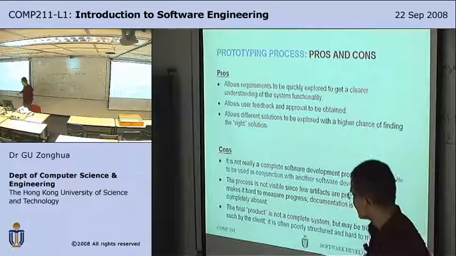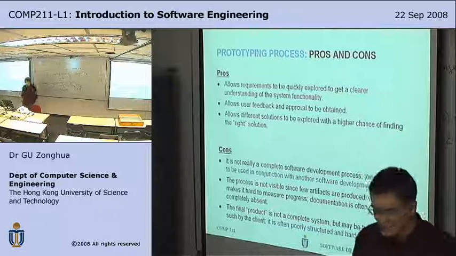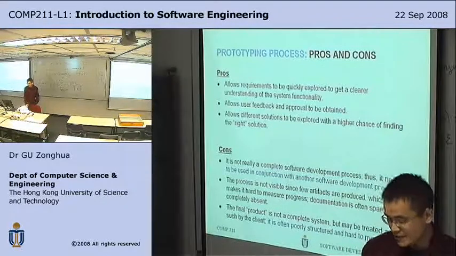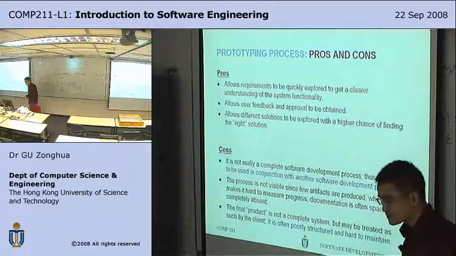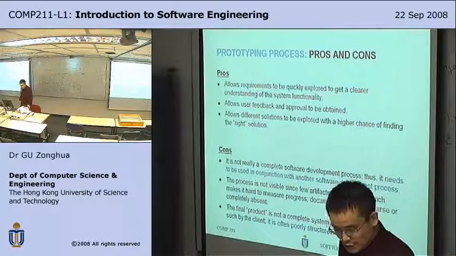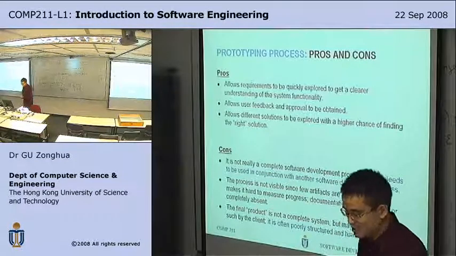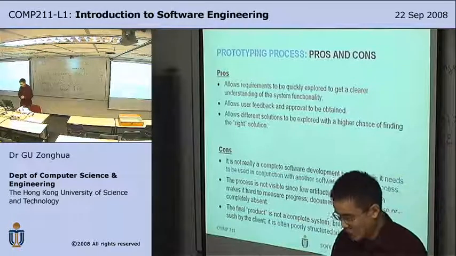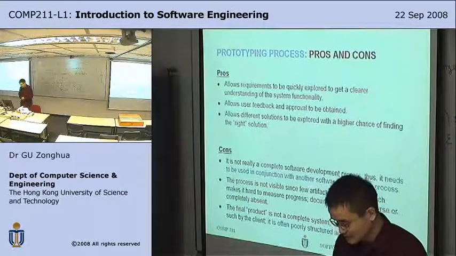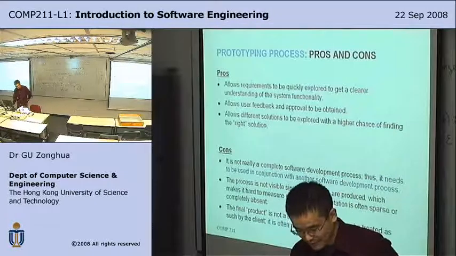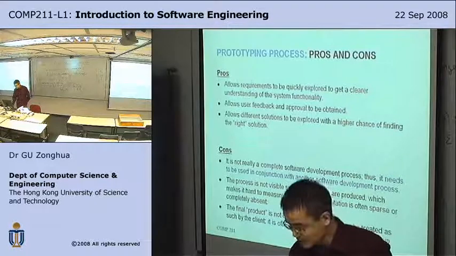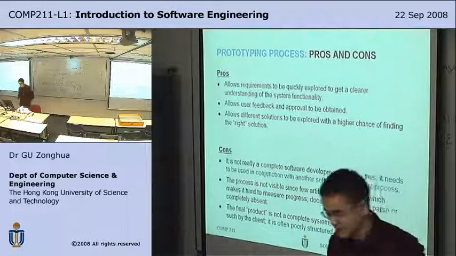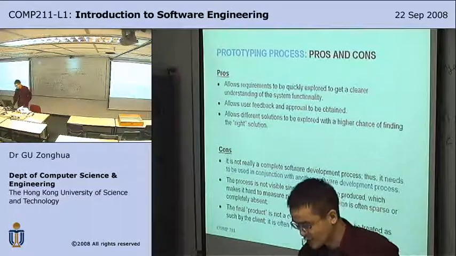This "product" here has quotes around it. It means that the prototype looks like a product, and if clients like it, perhaps you'll have to evolve it into the final product. But if you do that, then it's poorly structured and hard to maintain. So it's advisable to throw away the prototype and start from scratch when developing the final delivered product.